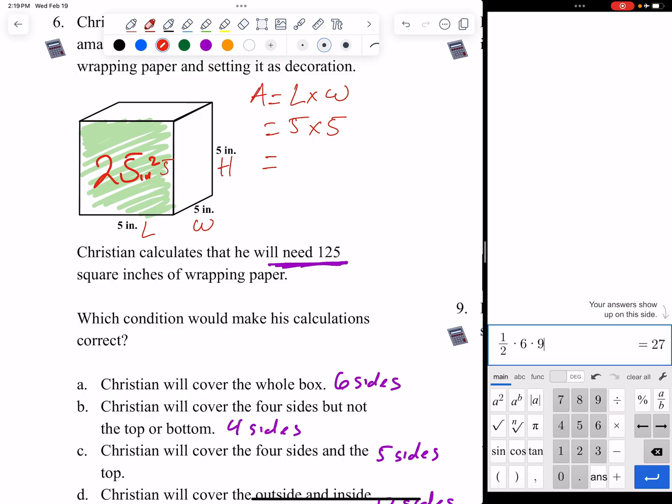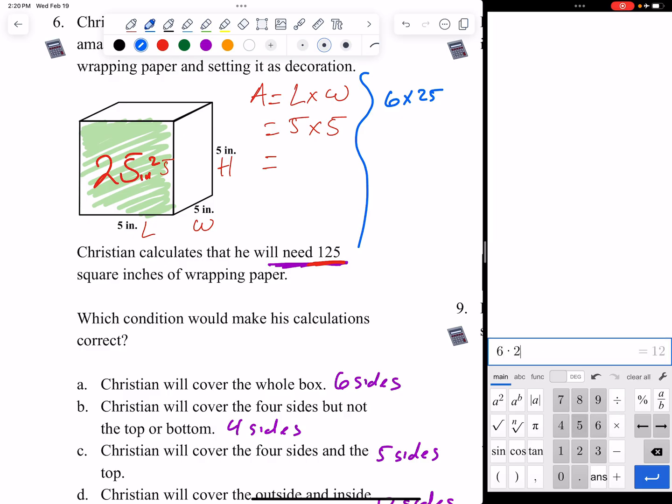So if he's going to be using 125, how many sides of 25 inches does he need? So let's do one at a time. So let's do 6 sides times 25. So calculator time. Over here, 6 times 25. That's 150. Nope, that's not it. So it can't be that one. What about 4 sides? So 4 times 25.